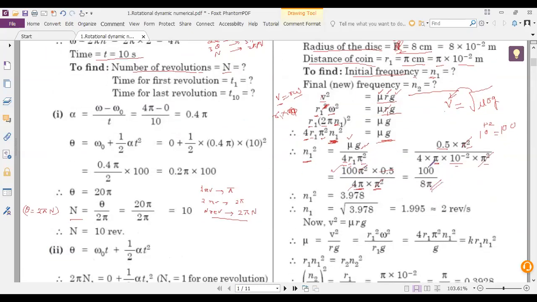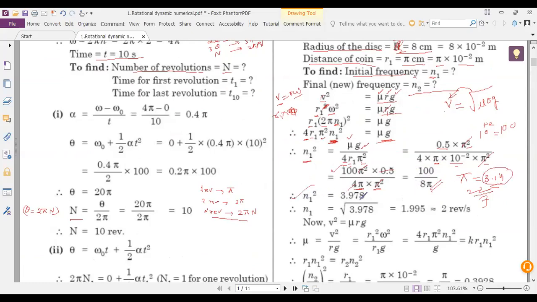Whatever we are calculating, what are we getting? 100 upon 8 pi. When we calculate here, what pi value are we taking? You can take 3.14. Most of the time we take the standard value, that is 3.14. Also 22/7, it doesn't matter because both mean the same.